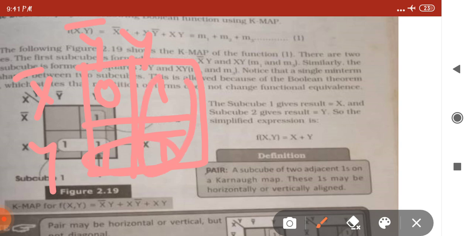What is the sum of that one? X bar Y plus X Y bar plus X Y. X bar Y plus X Y bar is a 1. I am going to take the common for that one. X bar Y, X Y: Y is common. X plus X bar is a 1. Y is common.